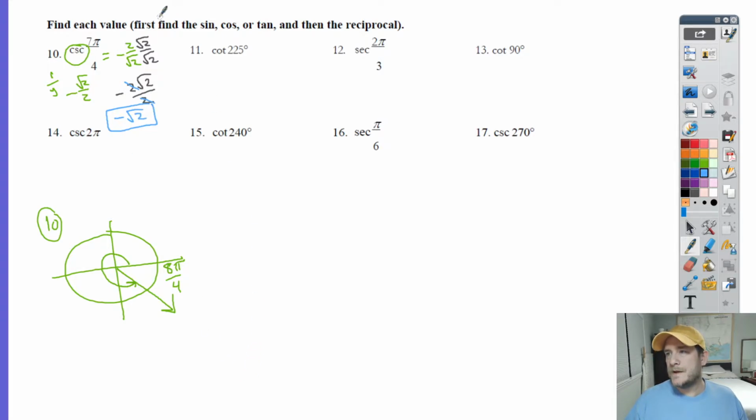Good idea. All right, cotan 225. I just feel like we've already done this. It's all the same. It just starts blending together.